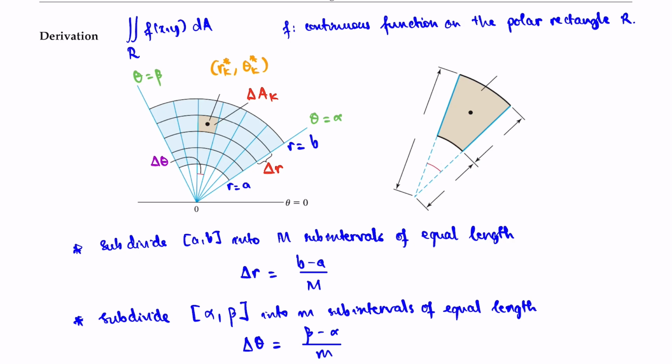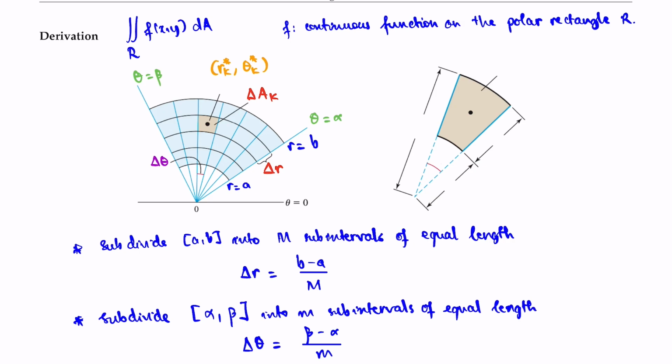So if f is continuous on R, the volume of the solid region below the surface z equal to f of x, y and above the region may be computed with Riemann sums, as you saw in the last lecture. At this point, you can evaluate the Riemann sum using ordinary rectangular coordinates as we did in the last lecture, or in this lecture, we can evaluate the Riemann sum using the polar rectangles.